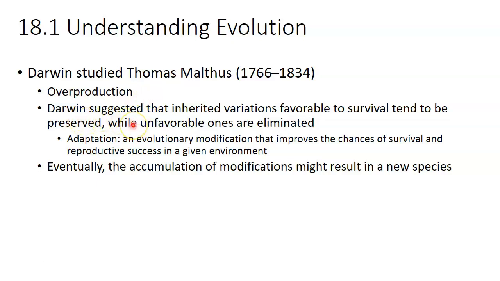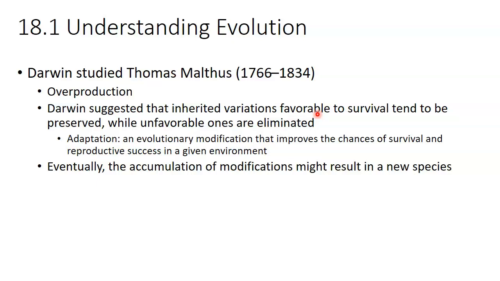And so Darwin suggested that in order for those organisms produced to survive, only those that have inherited the good traits favorable in that particular environment will be able to survive. And those organisms that do not have those traits are not going to be able to survive. And so therefore the frequency of favorable traits in a population will increase and unfavorable traits should decrease.